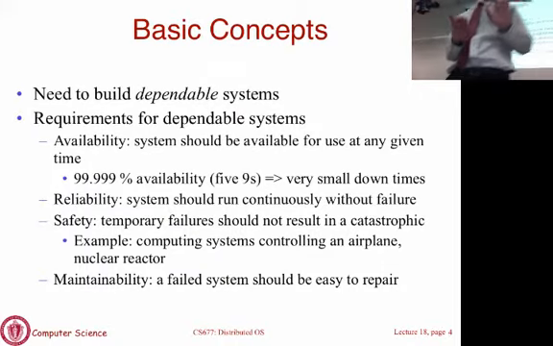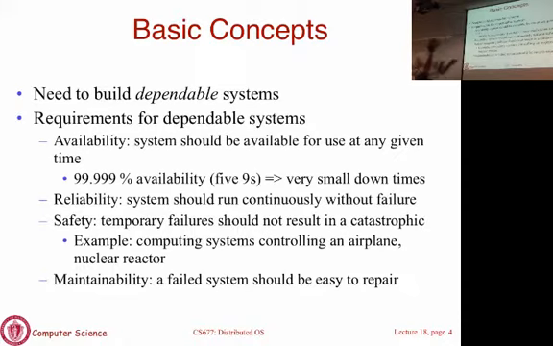Okay, so you want to have very high levels of availability because you have other systems that are really critical that are being driven by computing systems which have not been designed to be reliable. That's the problem you really need to achieve somehow. So that's availability. Reliability: the system should run continuously without a failure. It's reliable in some shape or form. Safety says even if there are temporary failures, it should not result in a catastrophic failure.